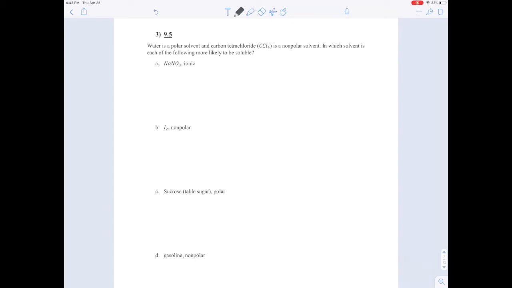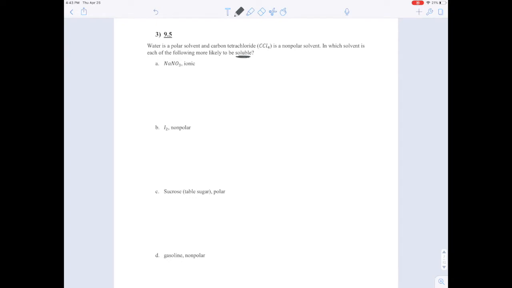Chapter 9, Question 3 says water is a polar solvent, carbon tetrachloride, CCl4, is a nonpolar solvent. In which solvent is each of the following more likely to be soluble? And that's the key word here, solubility. Something is soluble when it dissolves in something else.